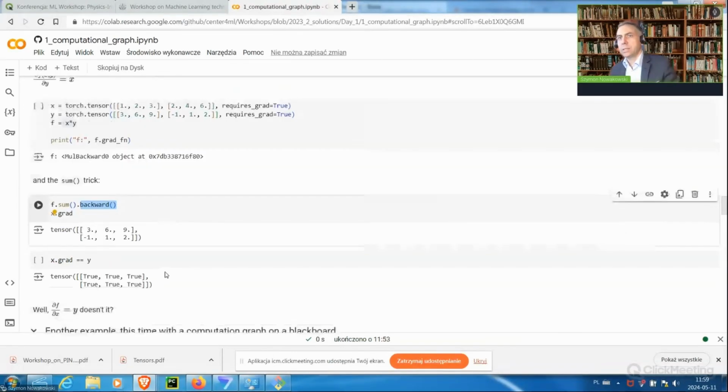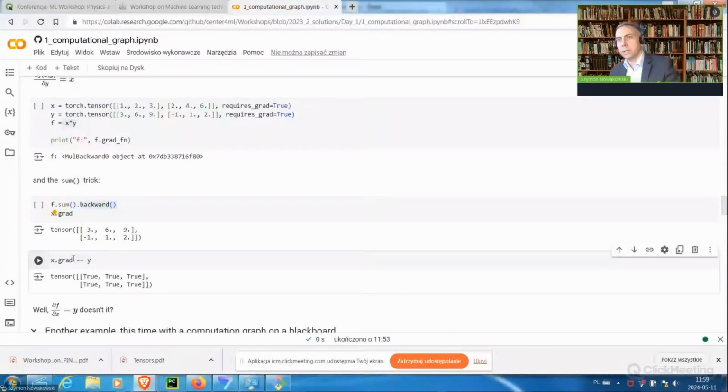And let's see what is the value of grad in the X tensor. It is 3, 6, 9, minus 1, 1, and 2. So observe that it is exactly the value of the Y tensor: 3, 6, 9, minus 1, 1, 2. To make it more clear, I run such a comparison, and we get true, true, true, true, true, true, true.